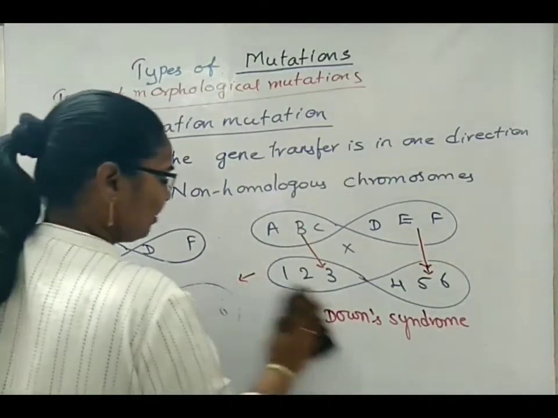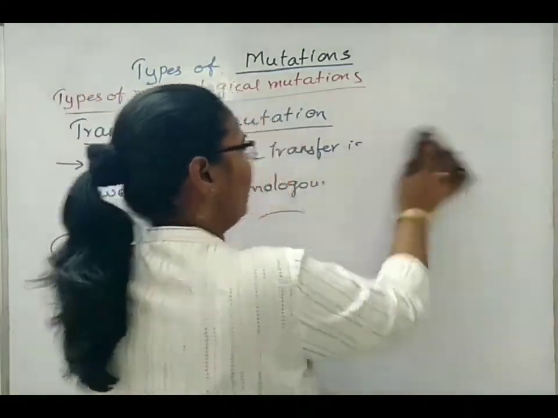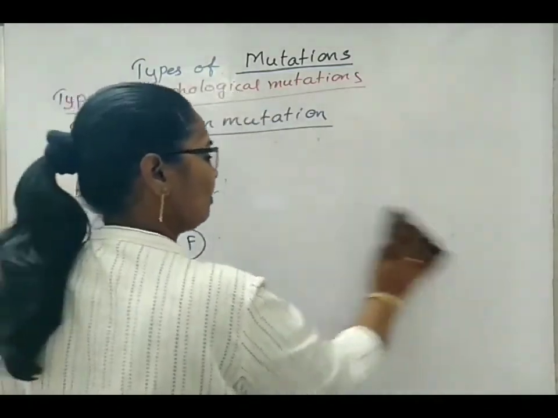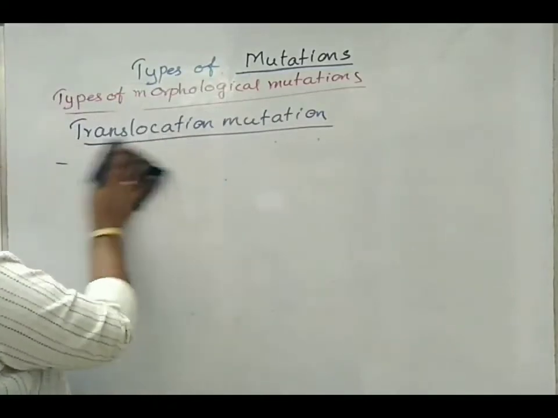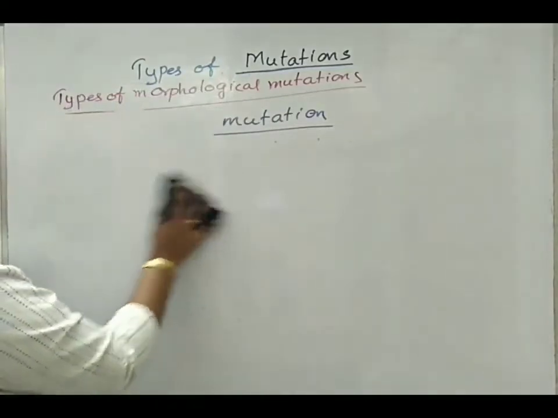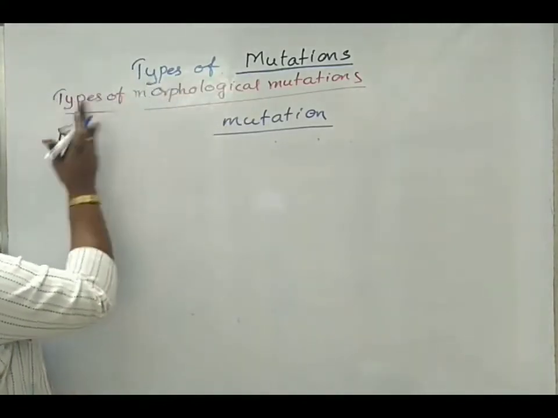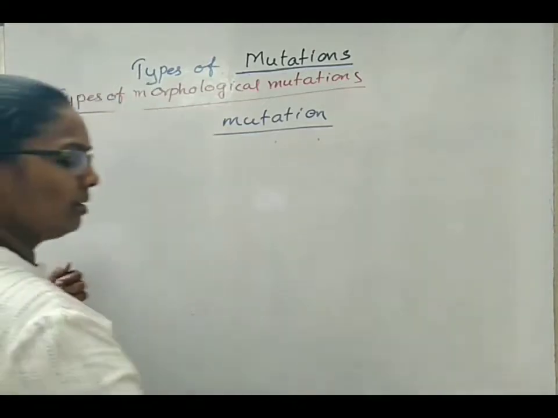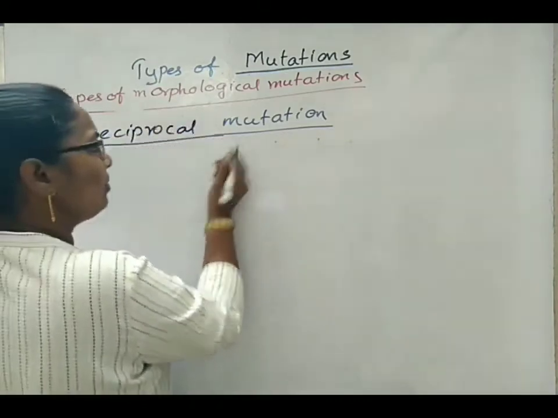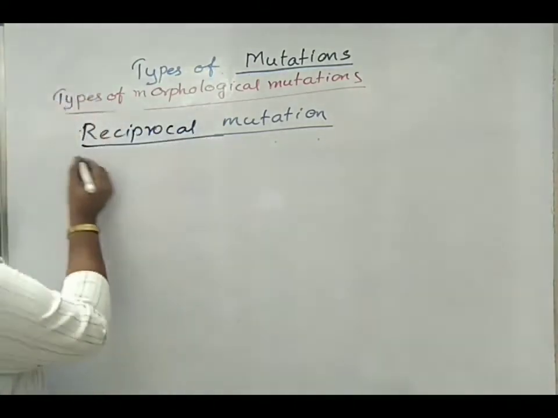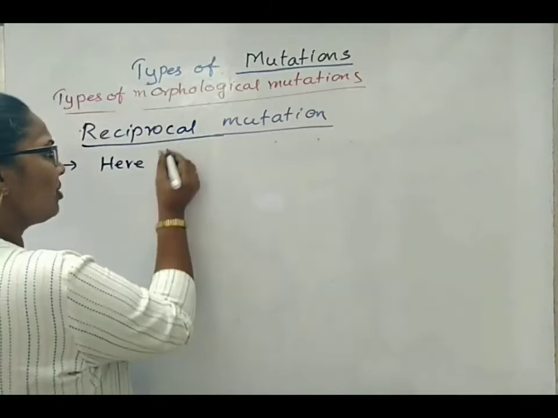Let's take another type of chromosomal mutation that is called a reciprocal type of mutation. Reciprocal type of mutation also happens between non-homologous chromosomes, not within one chromosome. Reciprocal type of mutation. Now, this also happens between non-homologous chromosomes.